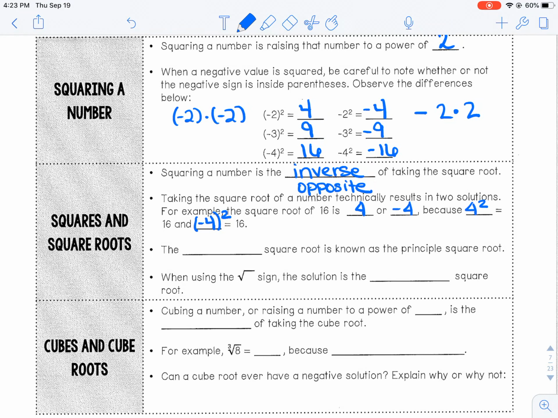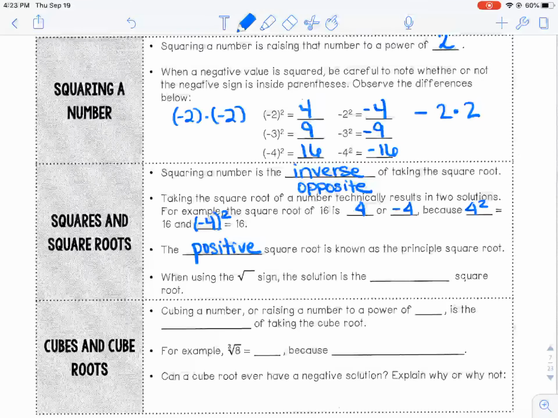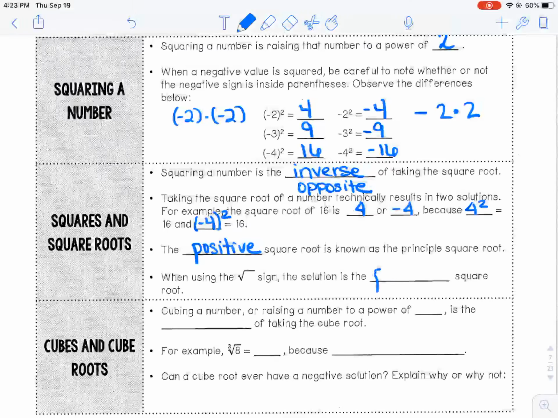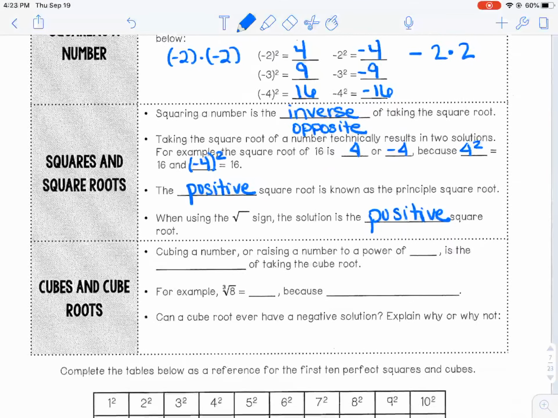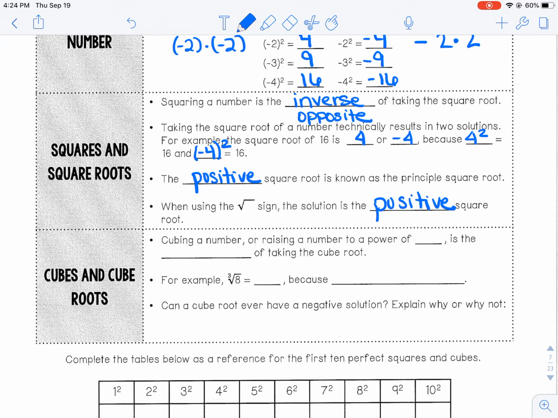But for most of what we're going to be doing, we're going to be looking at only the positive, which is our principal square root. So when you're using the square root sign, the solution that we're looking for is the positive square root.